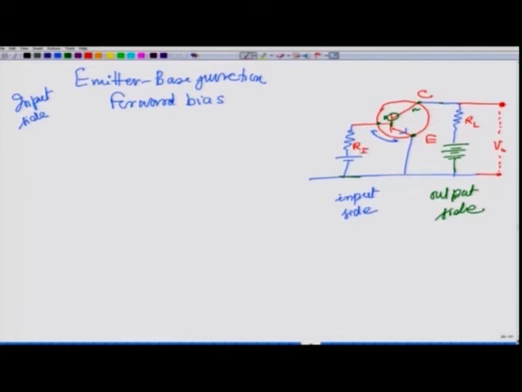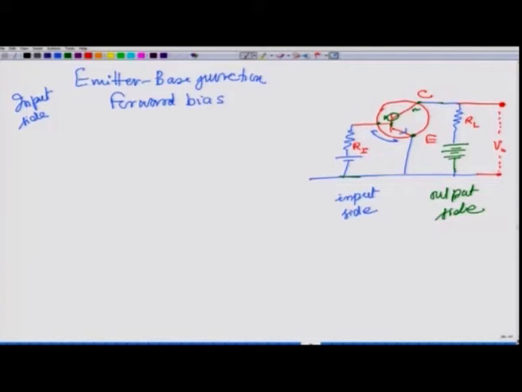The batteries, the voltages on the two sides which we are using for biasing, also have very special symbols. This battery on the left is connected to the base. Of course, it is also connected to the emitter, but that is anyway common. So it is connected to the base, and that B is picked up, and this voltage is known as VBB.